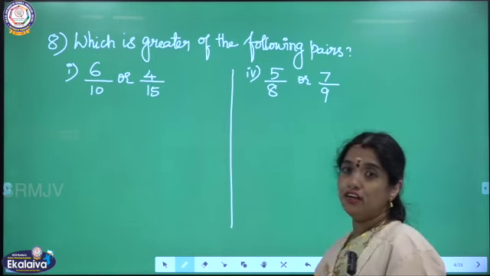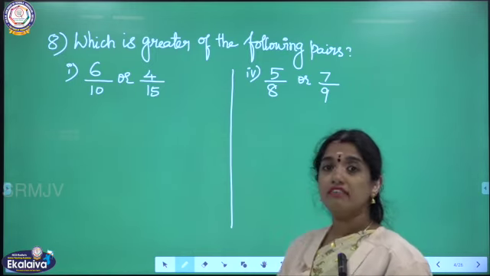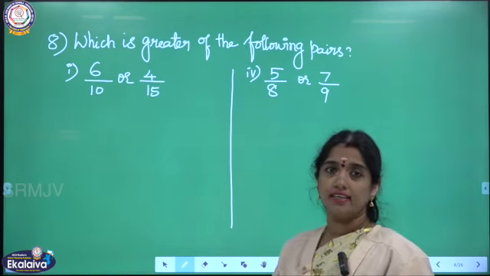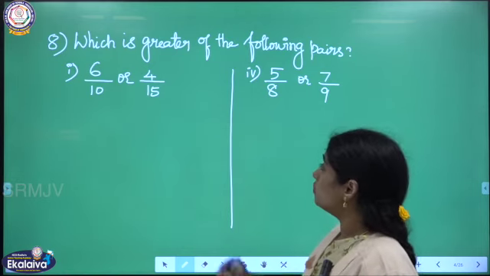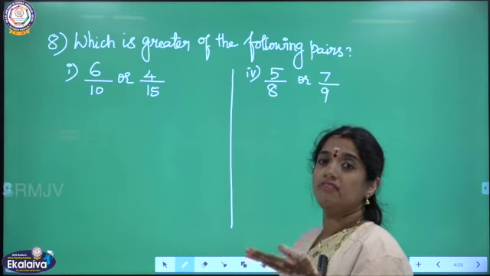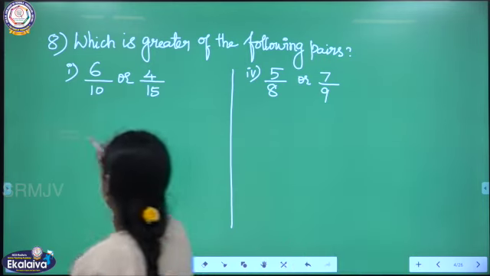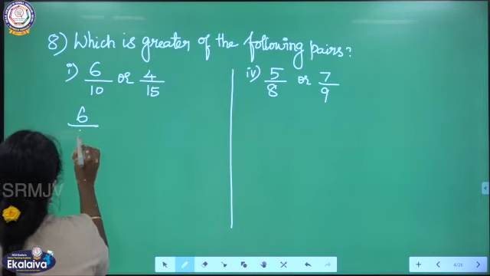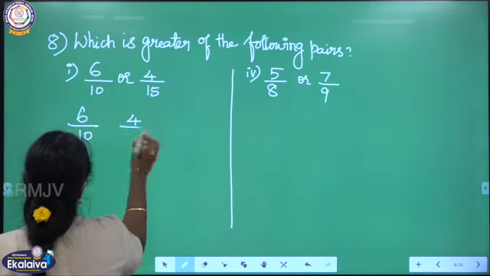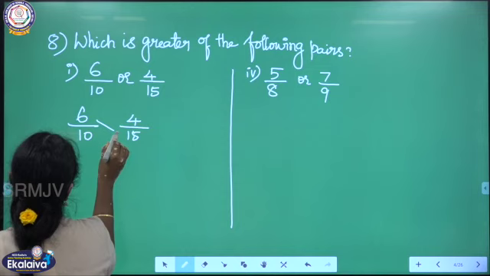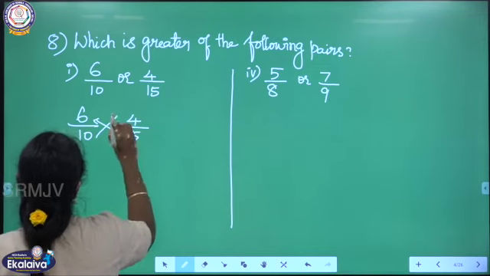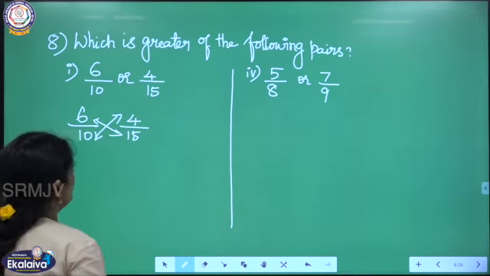Which is greater of the following pairs? They are given two fractions. Here I am going to find out which one is greater, whether on the left hand side or the right hand side. So listen, 6 by 10, 4 by 15. Same thing as what I did for equivalent fractions.